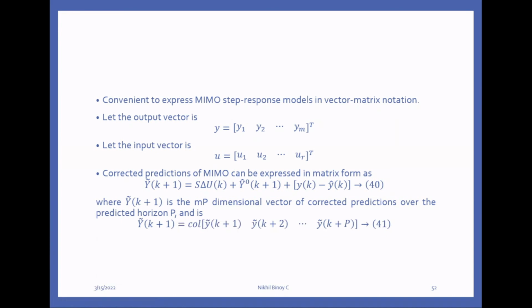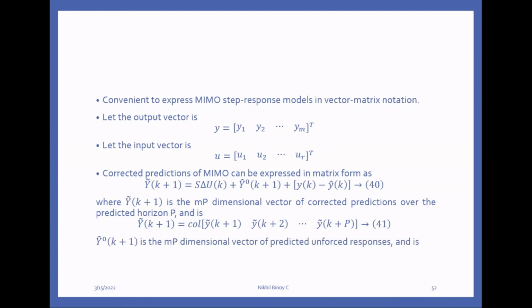So y nu of k plus 1 is nothing but the column vector of y nu of k plus 1, y nu of k plus 2, etc., y nu of k plus b, where each y nu has m elements. Small m column elements are there.